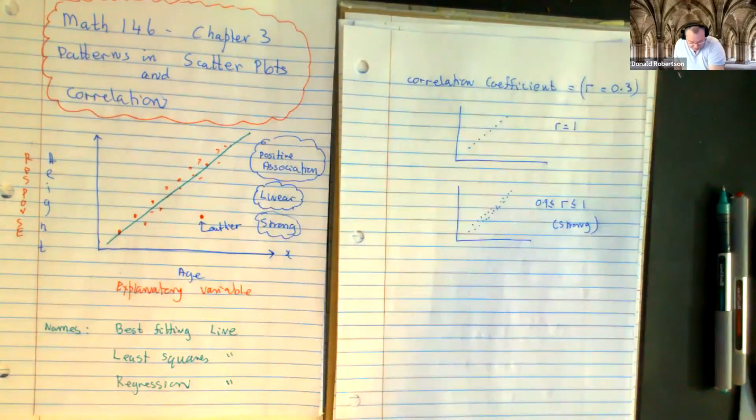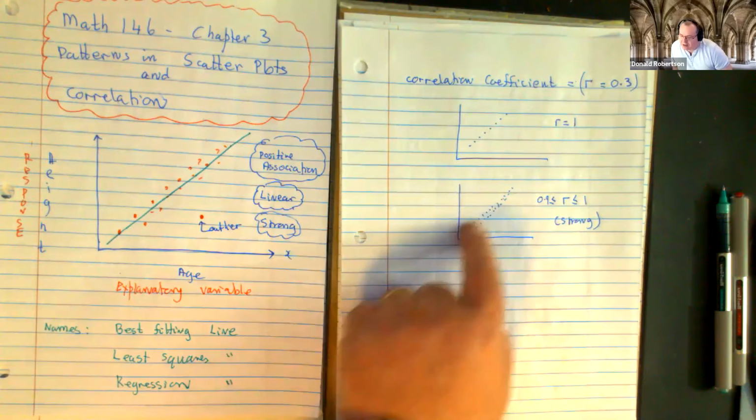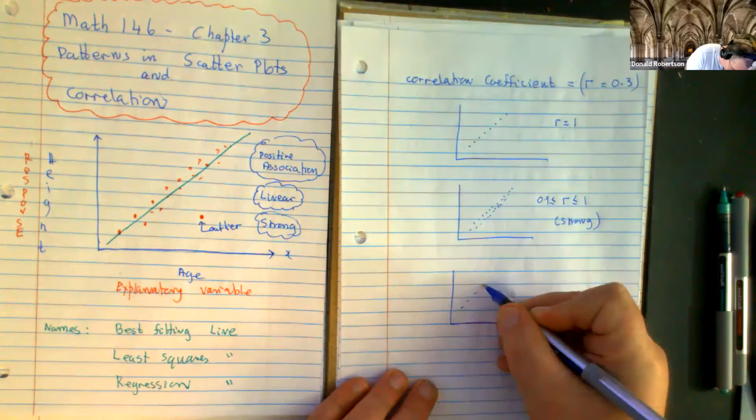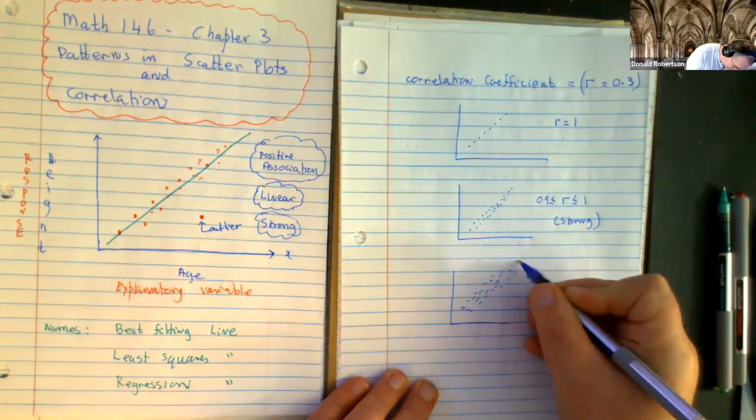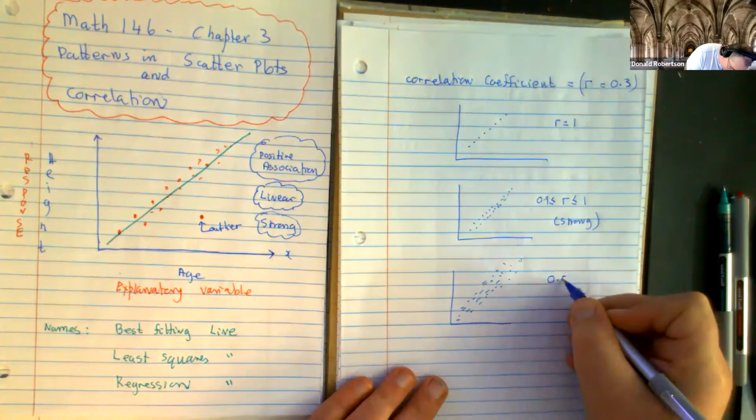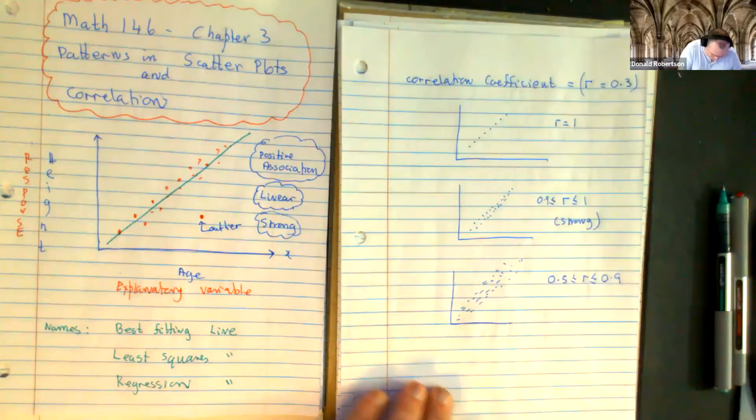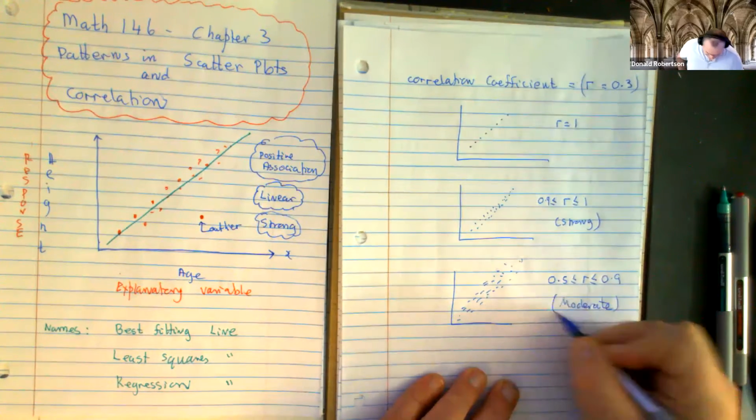So if you can find this magic number R, and it's 0.92 or 0.97, that means your data is strong and linear, right? It looks like this. Now, if your data is moderate, but still linear, in other words, a fatter sausage, like this, then you are looking for 0.5 up to 0.9. And that would be moderate, right?